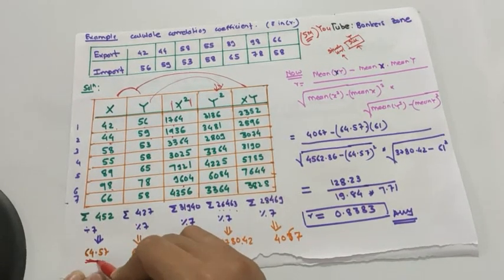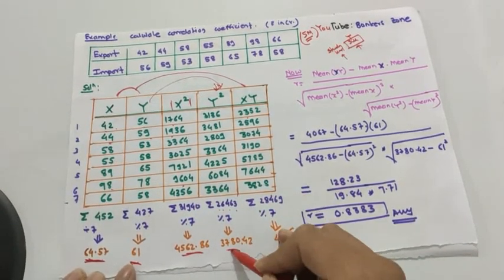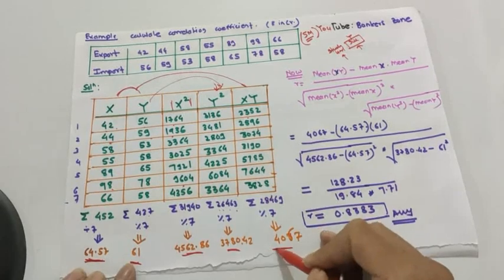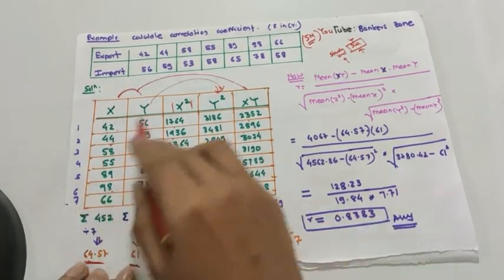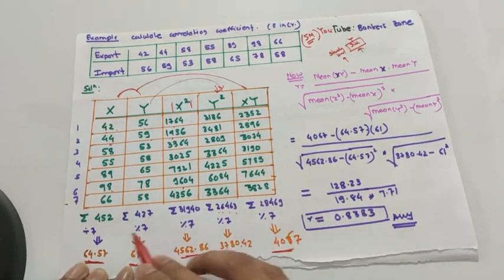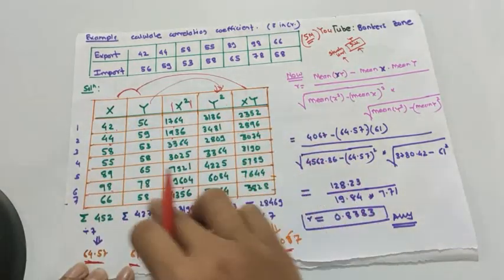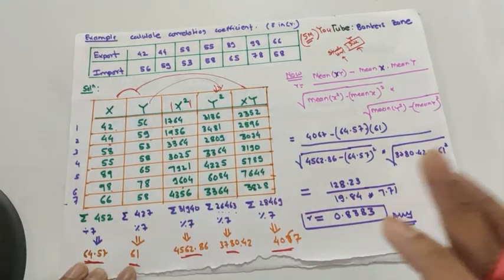You will get this for this, this for this, this for this, and this for this. So we have drawn the table, calculated x square, y square, xy, the summation of all and the mean of all. So it is very easy. You just have to use the calculator to calculate the values up to this.